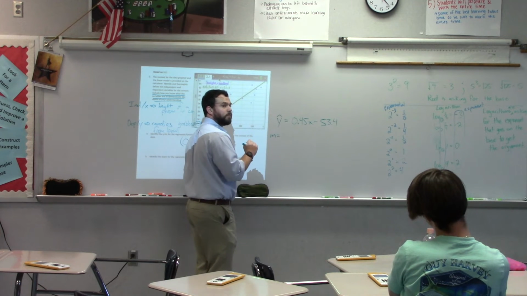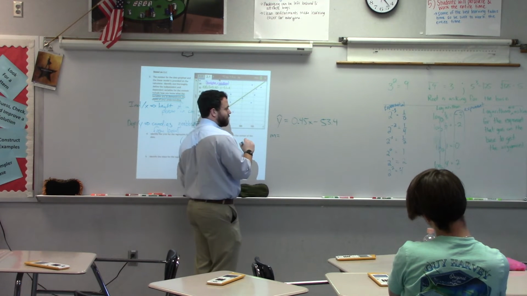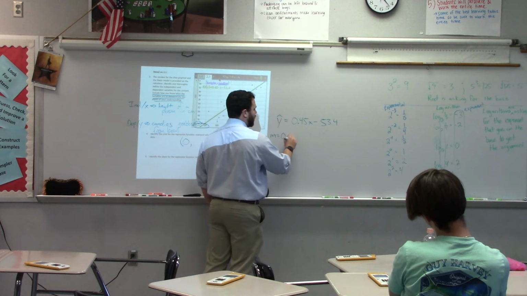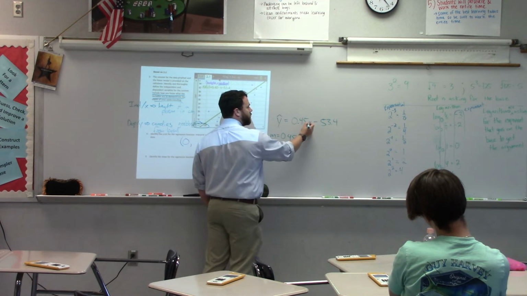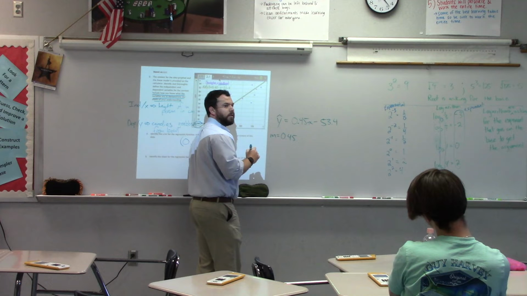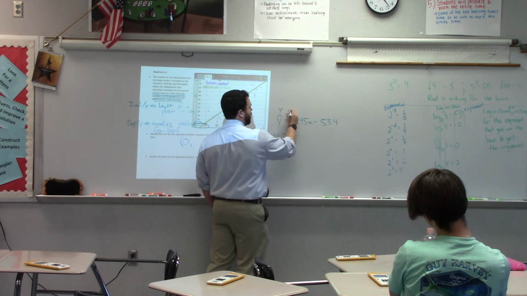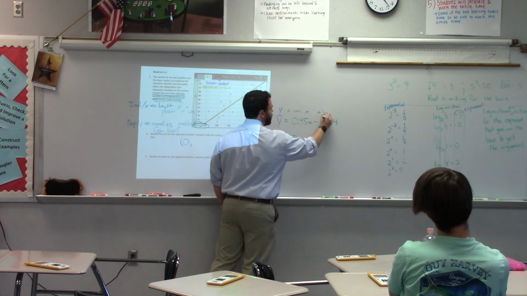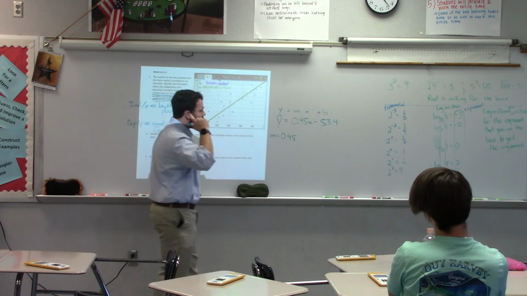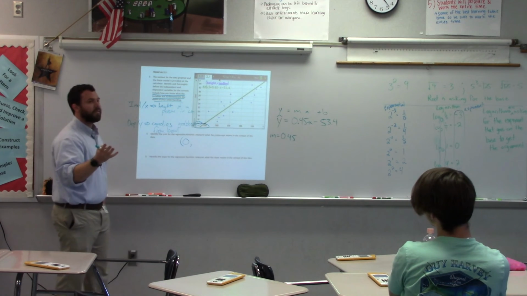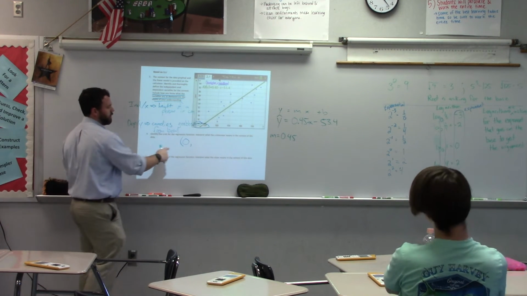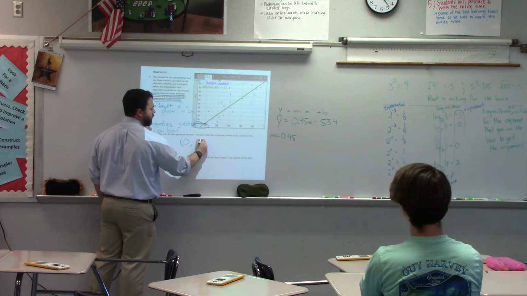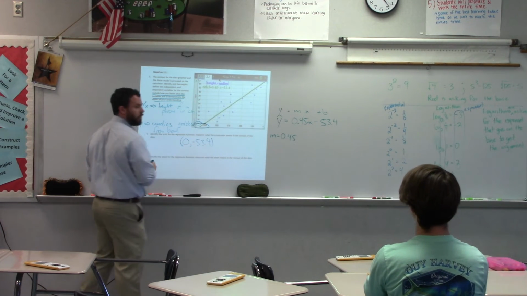So remember, what's the slope in this equation? The slope is 0.45. Remember, slope is the constant additive rate of change. Multiplication is repeated addition. You can also see it like this. And then the y-intercept, it's not just the negative 53.4, it's the 0, comma, negative 53.4.